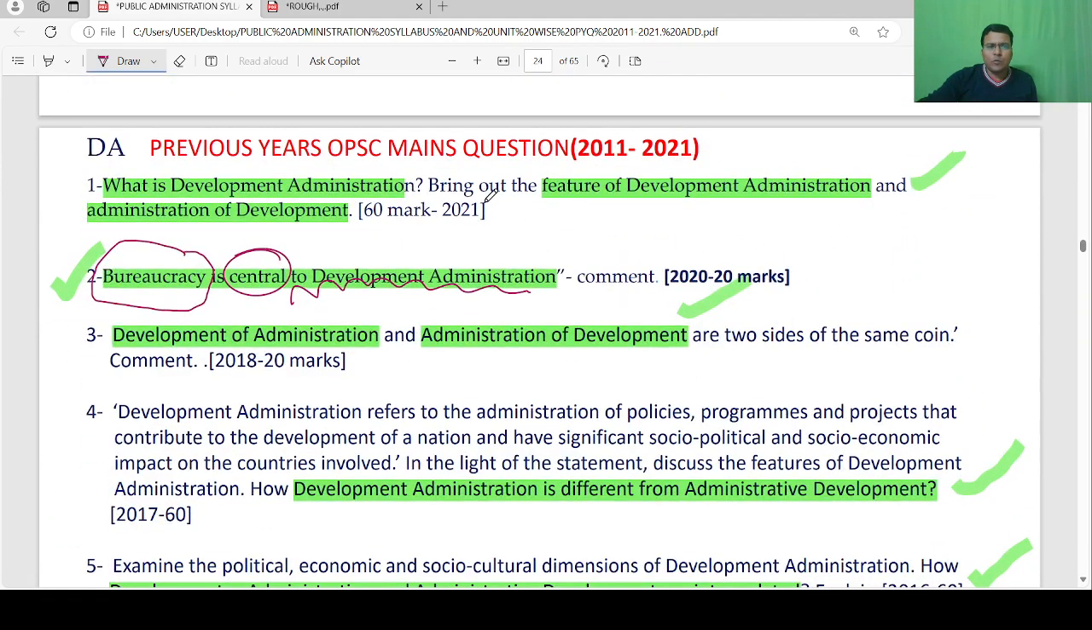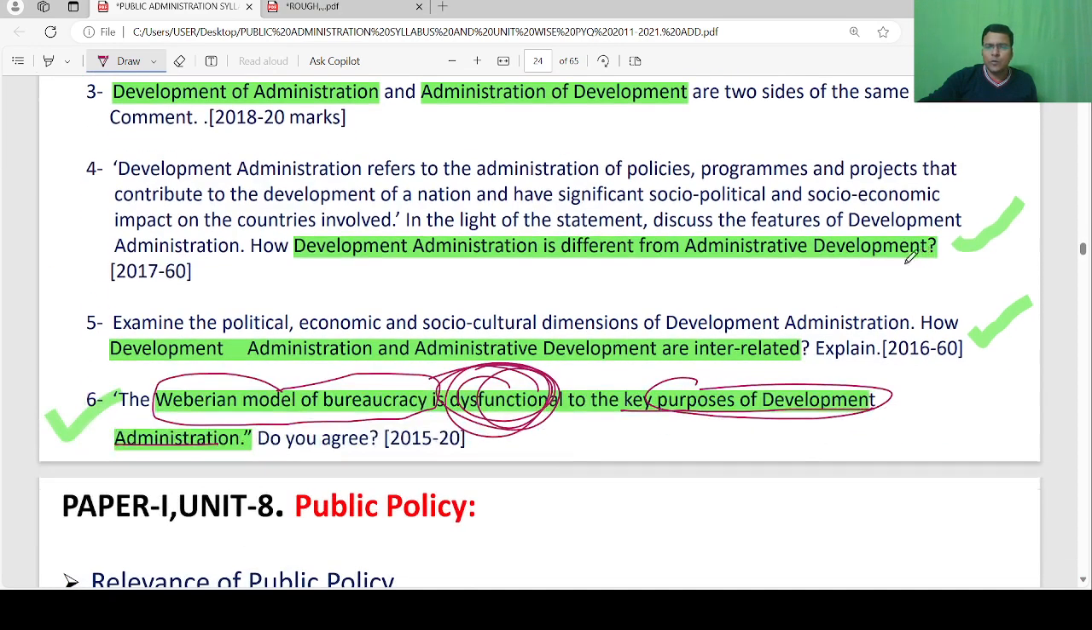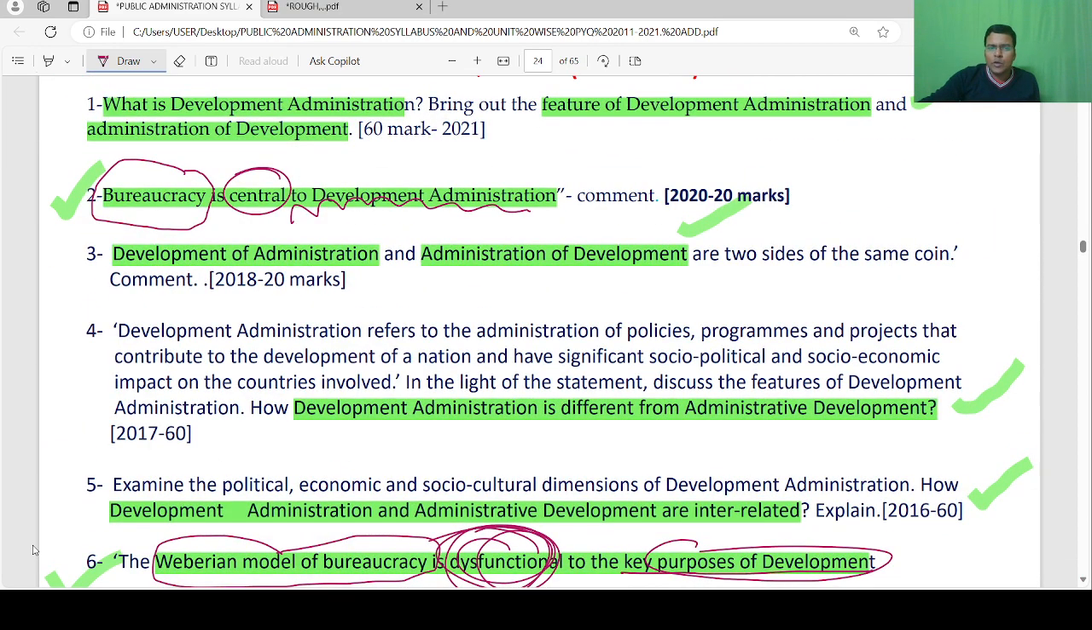Now another common question, what is development administration. This is a common question, you have read it 4 times, the same question 2 times. Now here is the answer: development administration is the administration of policies, programs, and projects. It contributes to the development of a nation. Significant socio-political, socio-economic impact on countries involved.